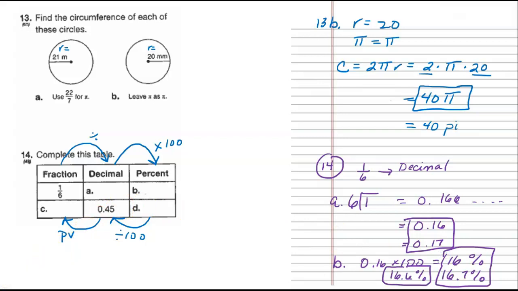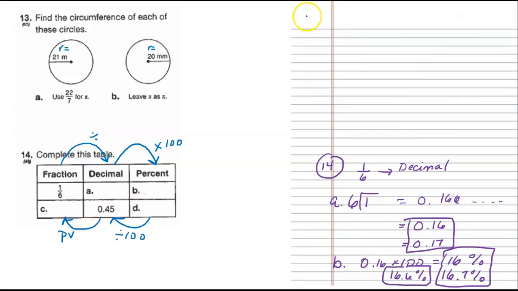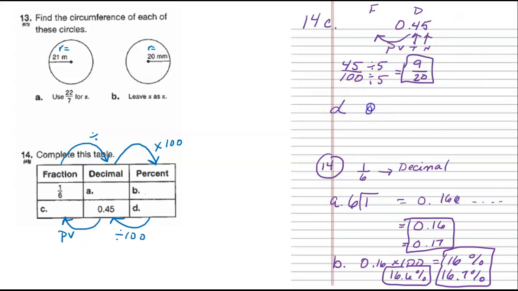Let's do 14C. We're given 0.45 as our decimal, and we're trying to get back to a fraction. I always say that that's place value. So this is 45 hundredths. This is the tenths place, this is the hundredths place. So this is going to be 45 over 100. I know I'm going to have to reduce this, so let's divide by 5. I get 9 over 20. That's as far as that's going to go. And then D, if I take 0.45 and multiply it by 100, I will get 45%.